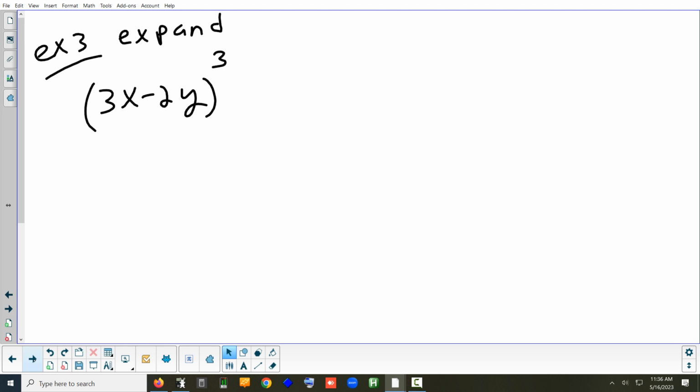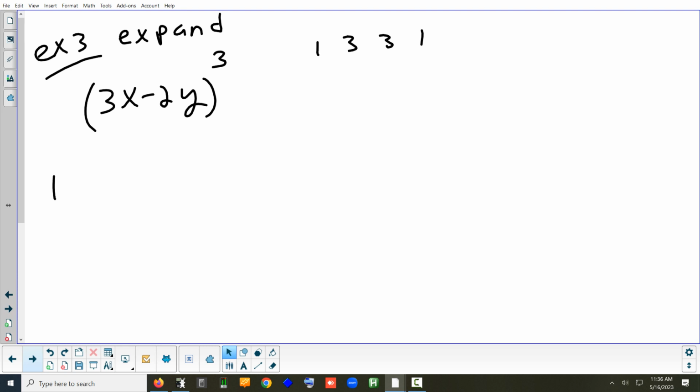Now this one's a little bit more complicated because it's got something different for the A and the B, but it's only to the third power. So what's my third row in Pascal's triangle? 1, 2, 1. Third row, we're looking for 4 numbers. 1, 3, 3, 1. Right. Oh, wait, I think I have my thing off.